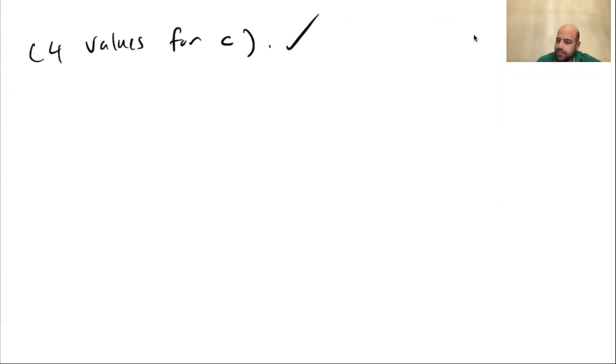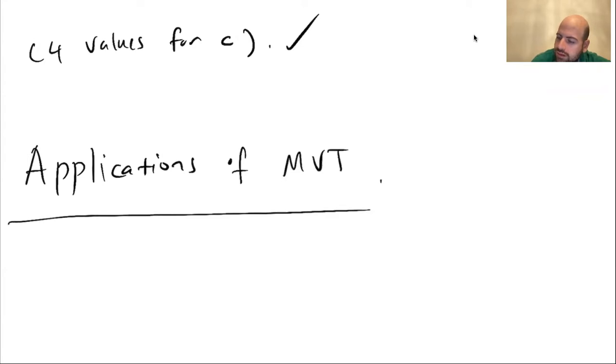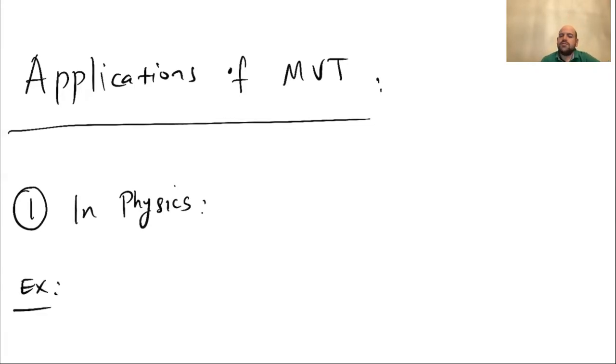Okay, now let's look at some applications of MVT. Let me start with an application in physics. So first application in physics. Let me show you in an example how we can apply MVT in physics and interpret the velocity of an object.